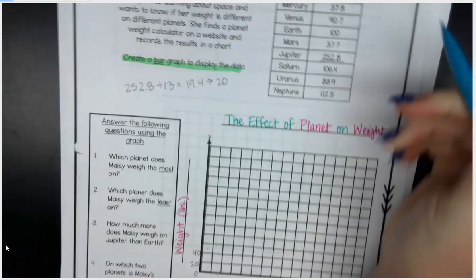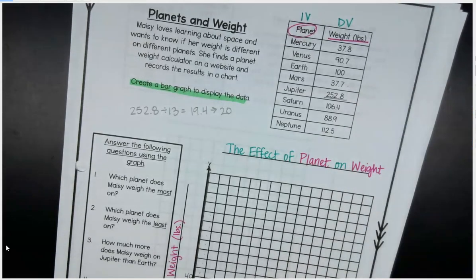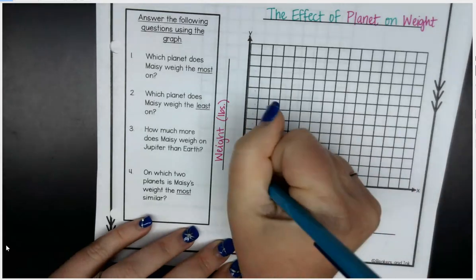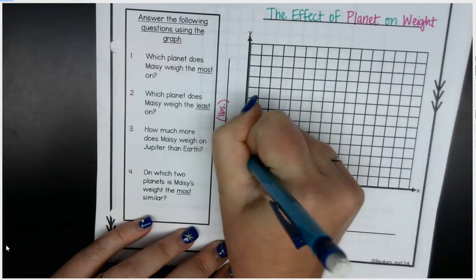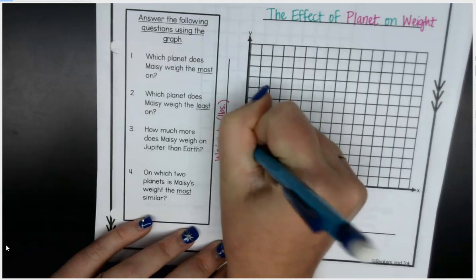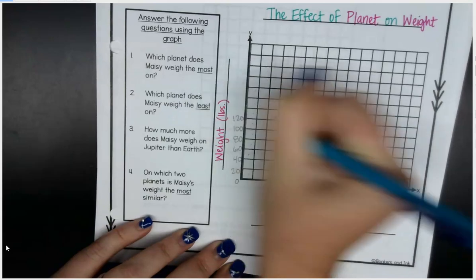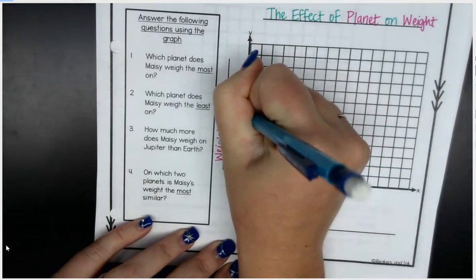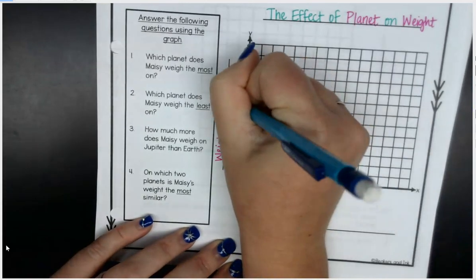So if I look at my lowest number over here, looks like Mars is going to be my lowest at 37.7. So 37.7, I'm thinking that's going to be less than 40 pounds right there. So just to kind of give you an idea of what size bars we're looking at. So I'm counting by 20s. It's exactly like counting by 2s, but we're going to throw an extra 0 on the end.